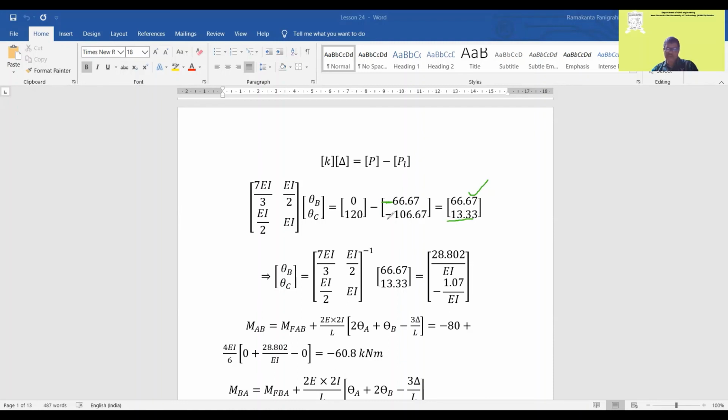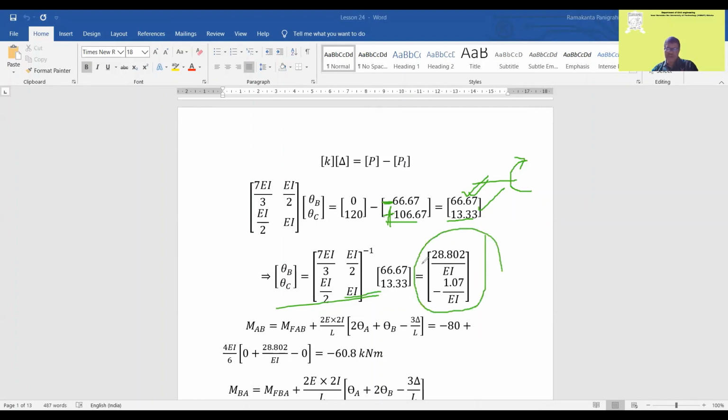Was it minus or plus? I think both are confusing. This is plus, this is minus. This has been reversed. C means CB, so this must be clockwise. Clockwise means positive. Okay, please make the correction. This will be plus, this is minus. It will be 66.67 plus 13.33 plus. Now just calculate the inverse, and you can find the values of theta B and theta C.